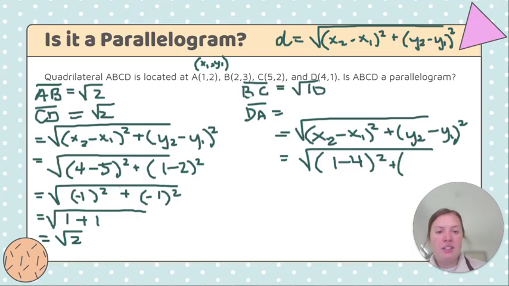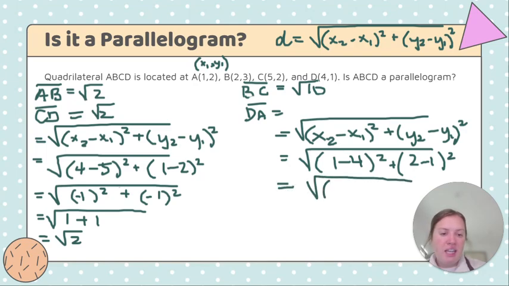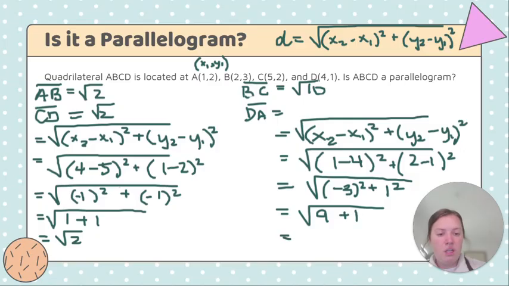And y is going to be 2 minus 1 squared. Okay, so we take care of the inside. 1 minus 4 is negative 3 squared. And 2 minus 1 is going to be 1 squared. Take care of the square root. Negative 3 times negative 3 is going to be 9. 1 times 1 is 1. And we've got square root of 10 again.